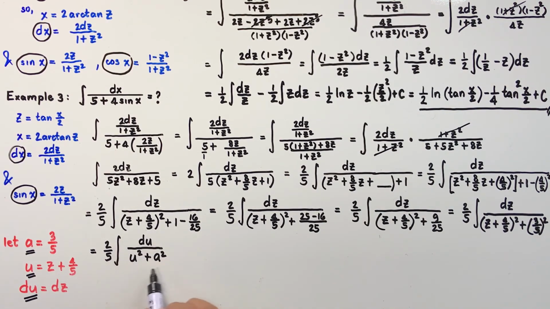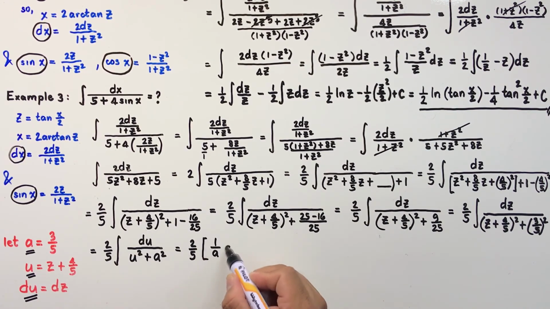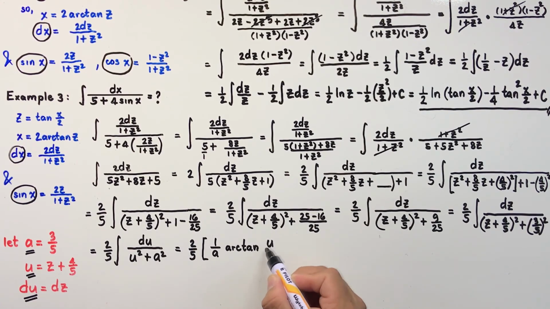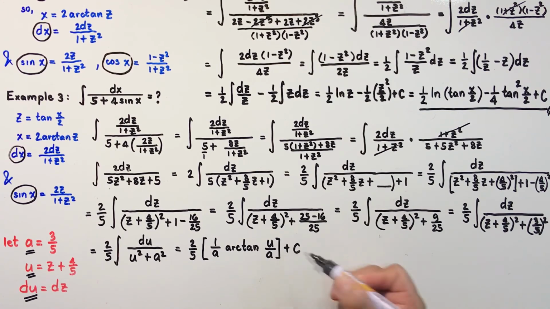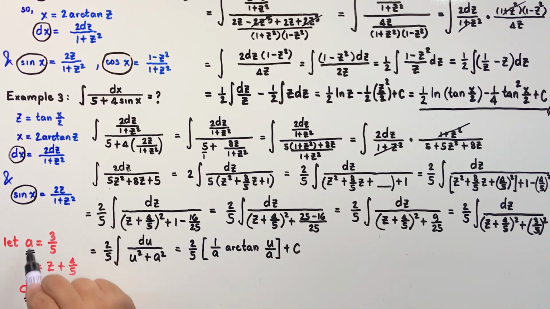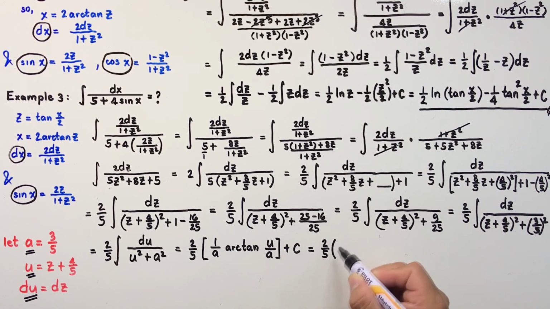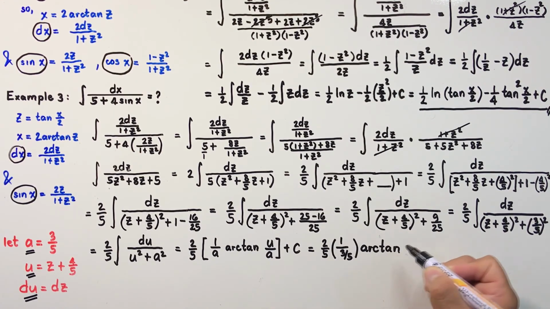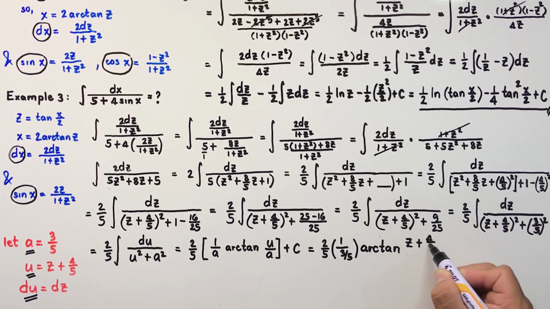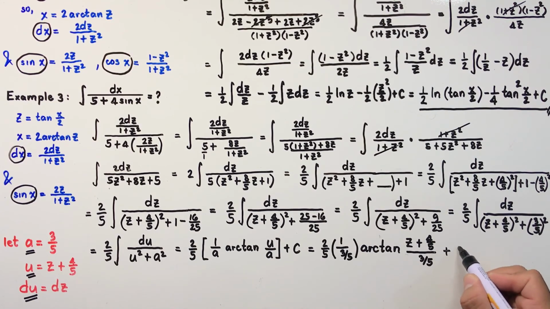And we know how to integrate this one, because this is a form that is familiar to us, that the integral of du over u squared plus a squared is equal to 1 over a times the arctangent of u over a plus the constant of integration c. So substituting back the values of a and u, we have 2/5 times 1 over a, which is 1 over 3/5 here, and multiplied by the arctangent of u, which is z plus 4/5 divided by our a, which is 3/5. And this will be added to the constant of integration c.